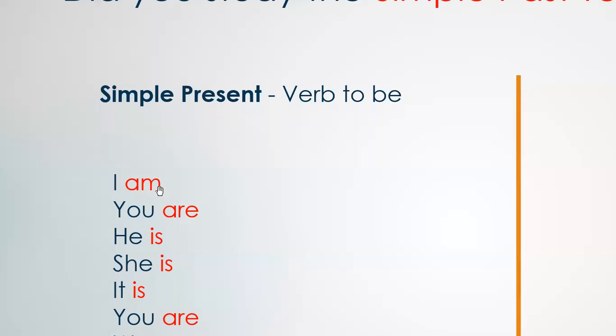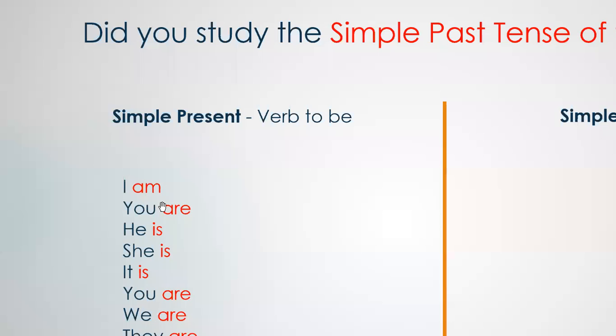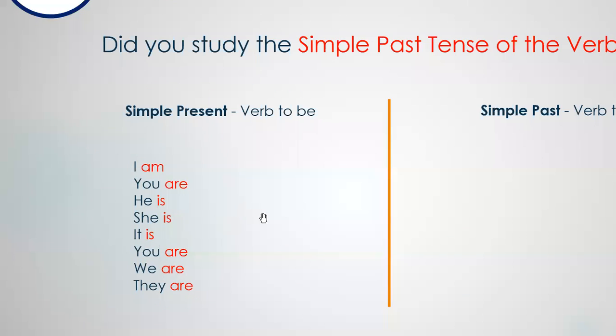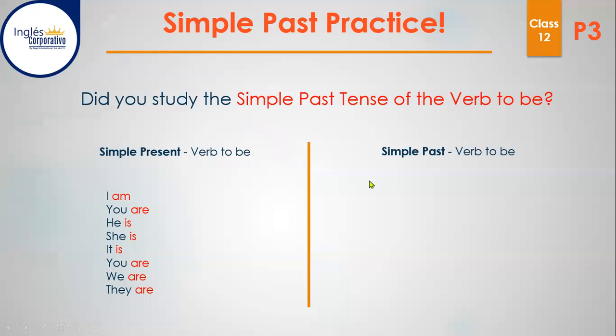And for the first one is, am is only I am. Okay. That's only one. You are. We have 1, 2, 3, 4. And the three with is, okay? And that is a verb to be. Now, what happens in the simple past?